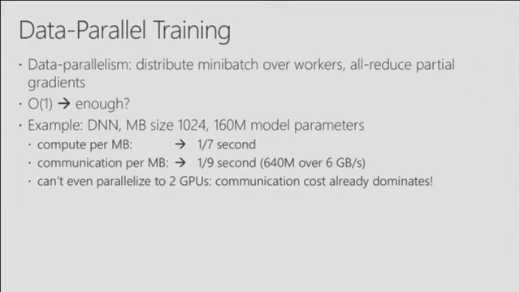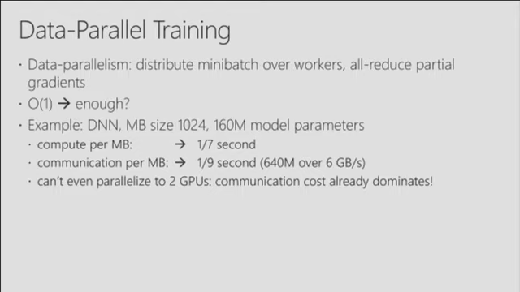When we started doing this distributed training for speech workloads, we realized that this kind of ring algorithm, even though it's O(1), is still not enough. Let me give you a simple example here. Let's say you have a deep neural network with a mini batch size of 1024. You have a model of 160 million parameters. So computing this model, let's say on a Titan X, will take you about 1/7 of a second.